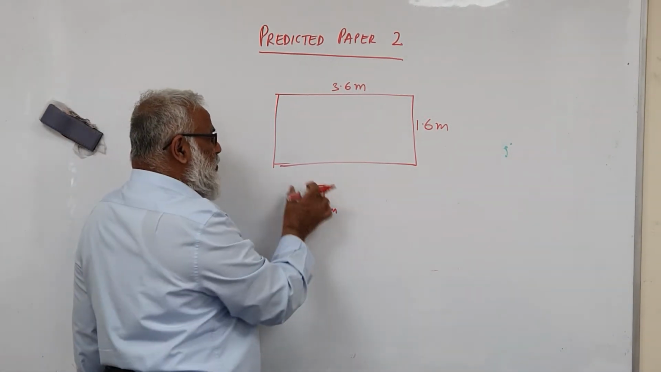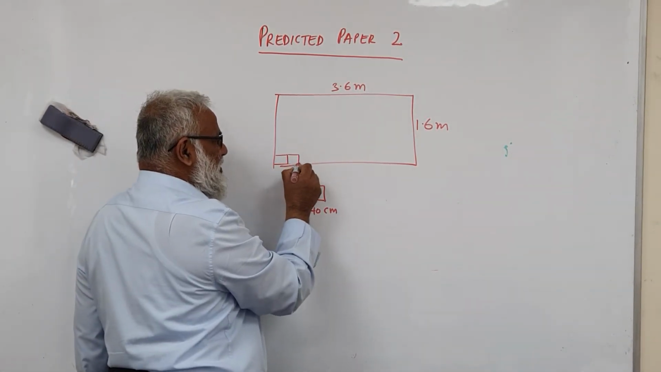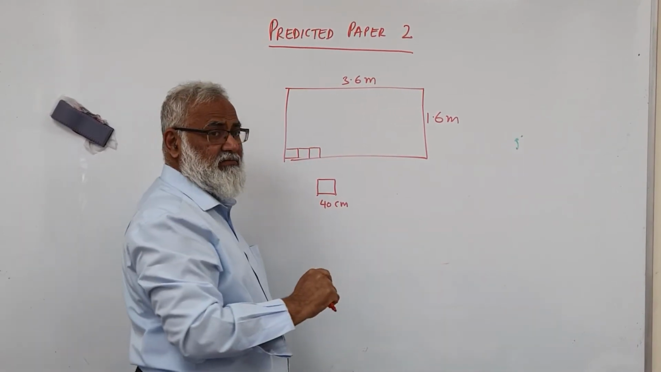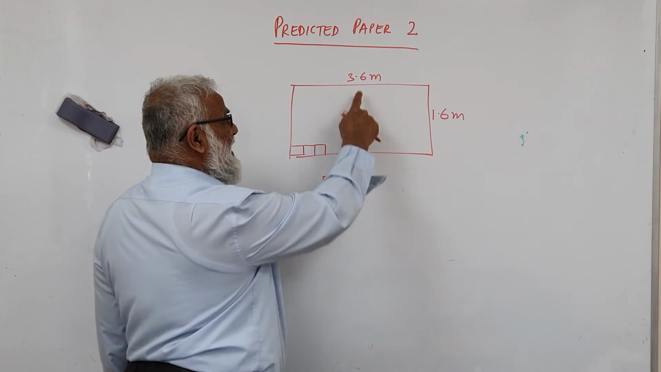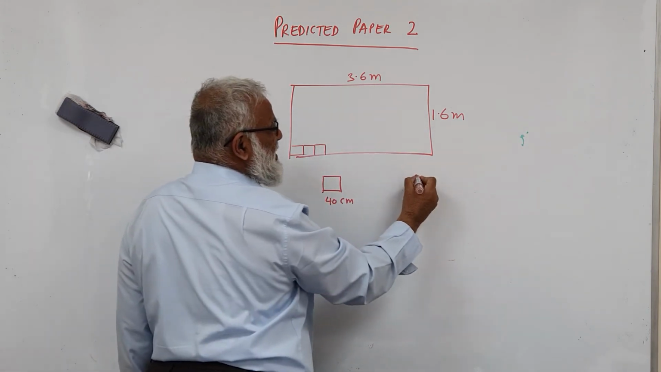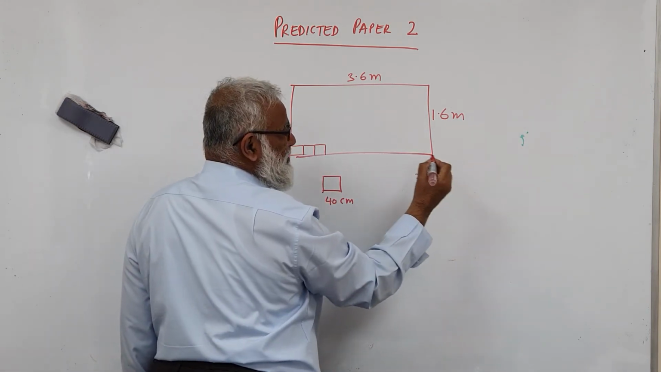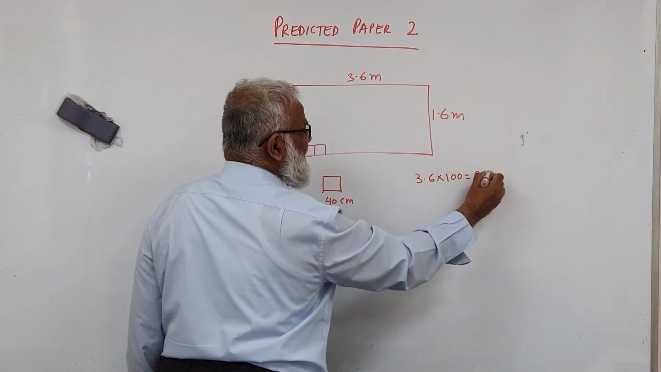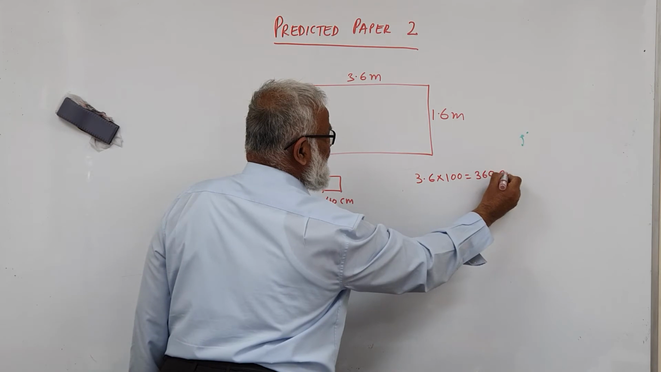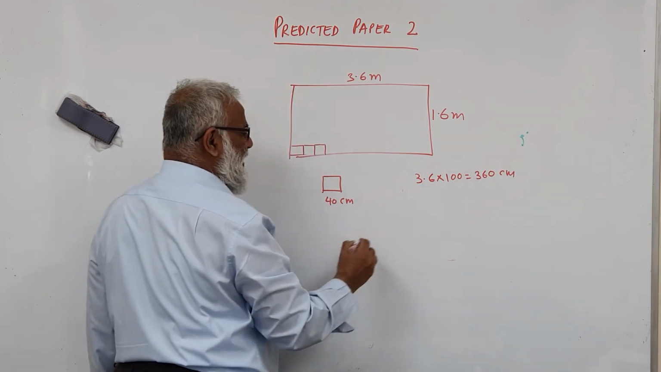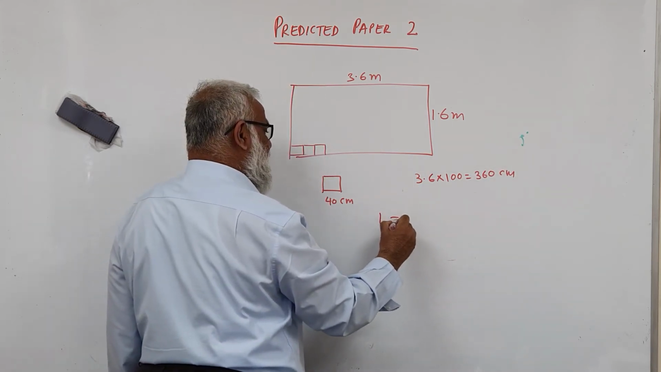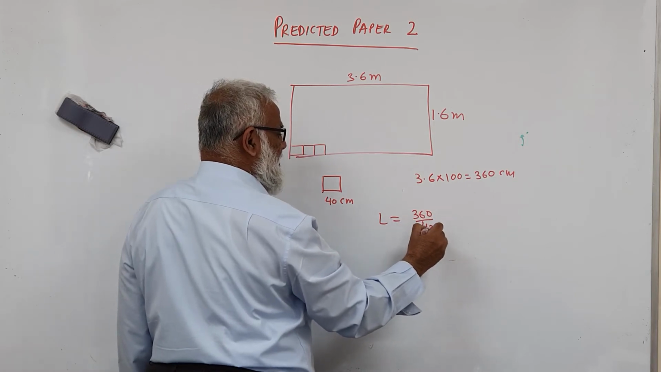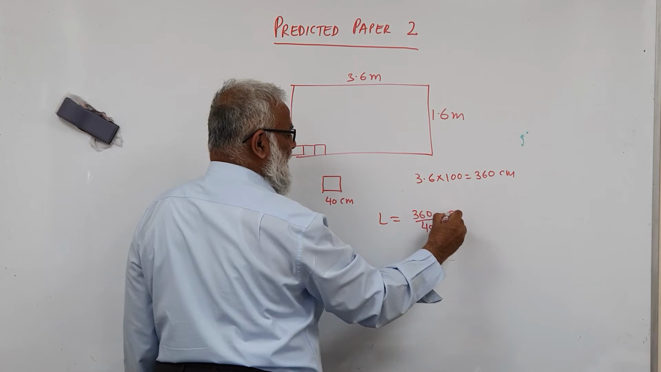What I'm going to do, I'm going to put the slab here. 1 slab, 2 slab, 3 slab. I want to know how many slabs are here across. The very simple trick is that this is 3.6 meter. I will change it into centimeter. So 1 meter is 100 centimeter. If I multiply by 100, the answer will be 360 centimeter. I will divide by 40. So length is equal to 360 divided by 40, which is equal to 9 slabs.